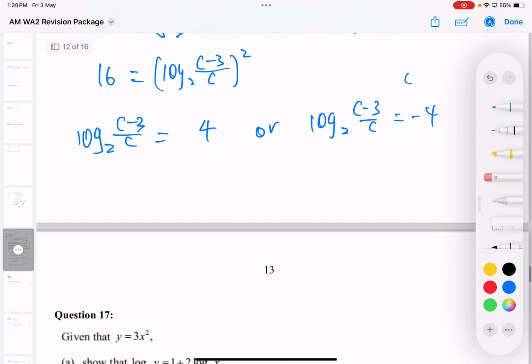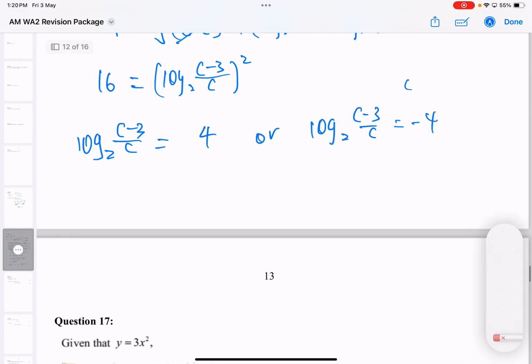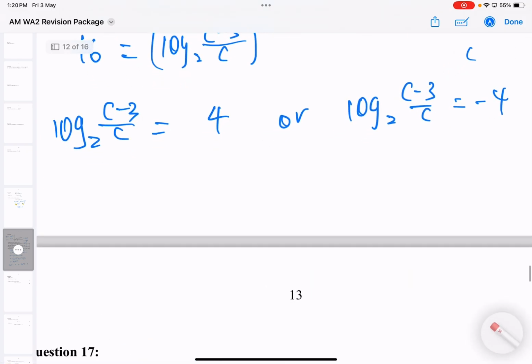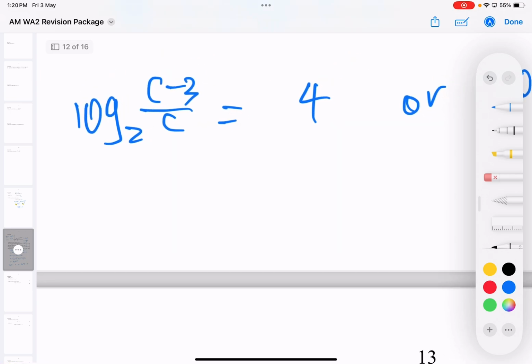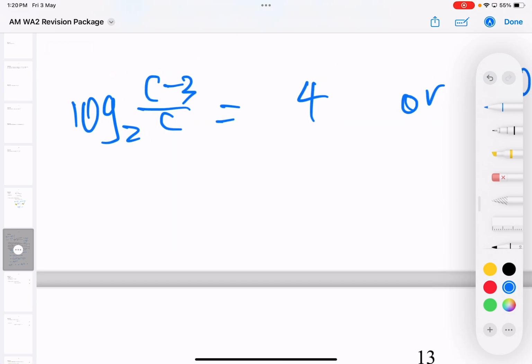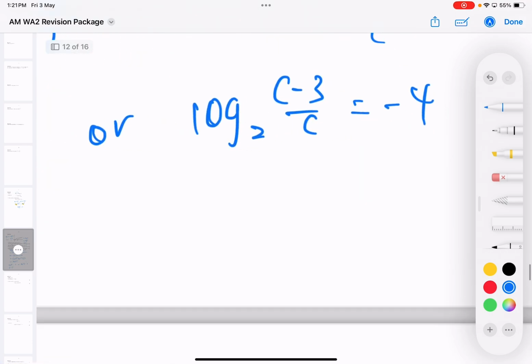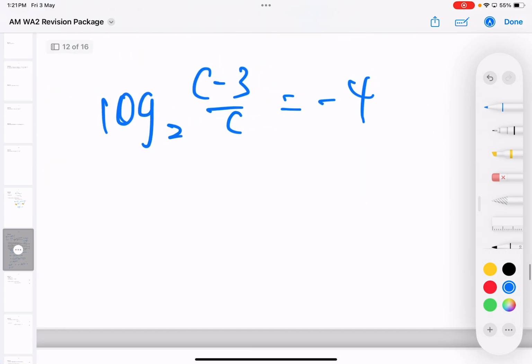So here, I need people to help me out again. How do I change this to an exponential form? From a log form, how do I change to an exponential form? Wait, the negative one can be rejected. Okay, wait, no need to reject first. Let us do it first. How do I change this to an exponent form? Jordan? 2 to the power of 4 equals c minus 3 over c. Yes, good. For the other side, how do I change it to exponent form? Sherry?